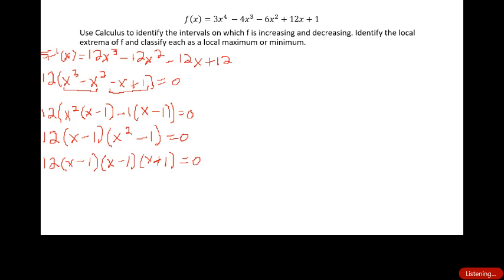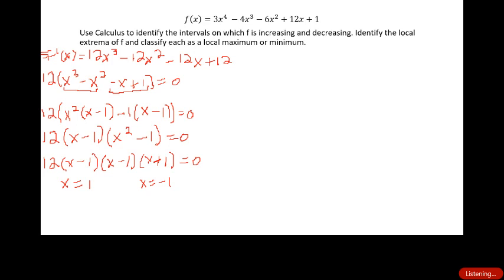Then when we take x minus 1 and set it equal to 0, we get a critical point of x equals 1. And it really doesn't matter that this factor occurred twice, and so it really doesn't matter that this has multiplicity. X equals 1 is a critical point, and that's it. We're going to move on. Then when we take x plus 1 and set it equal to 0, we get another point of x equals negative 1. So these are the 2 critical points.